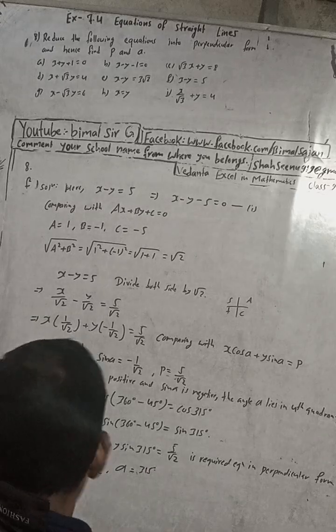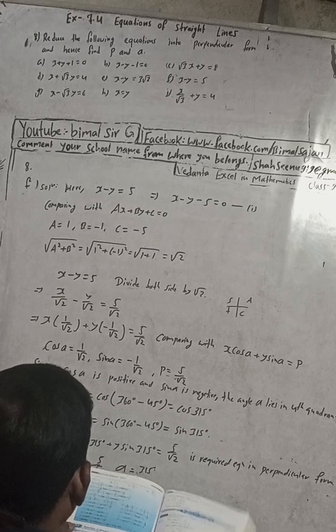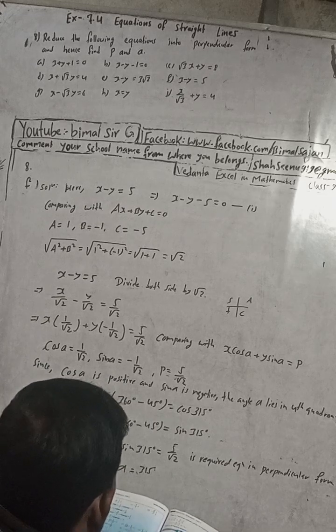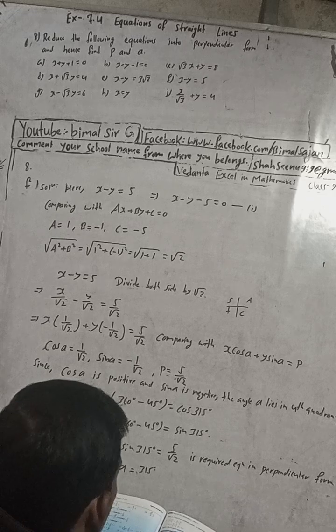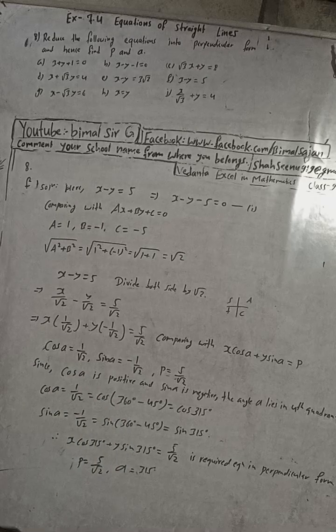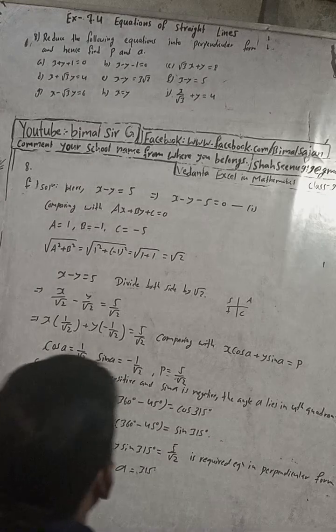So let me check the solution's answer in the book. F number is x cos 315 degree plus y sin 315 degree is equal to 5 by root 2. Okay, this is correct. Now G number.